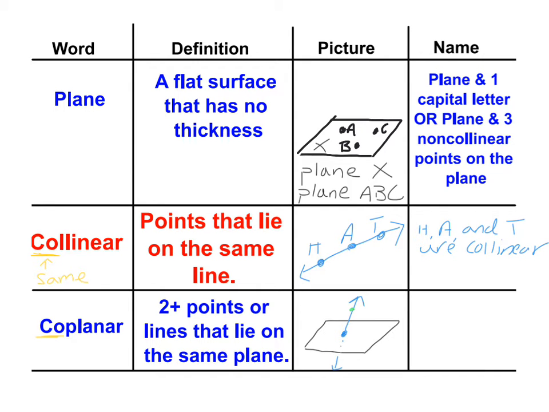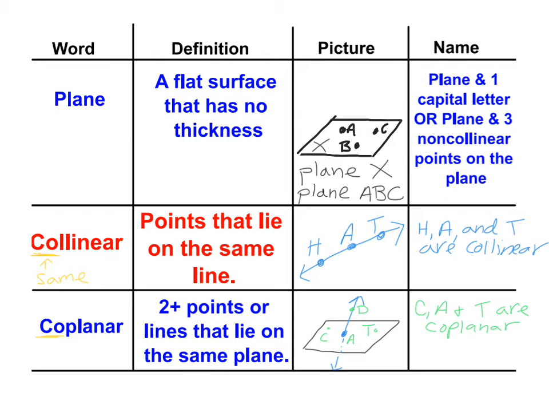Let's say this point here is point D. Let's say there is a C, an A, and this point over here is T. So we can see that the 3 points, because 2 or more points, so I'm going to go with these 3, points C, A, and T are coplanar because they're on the same plane.